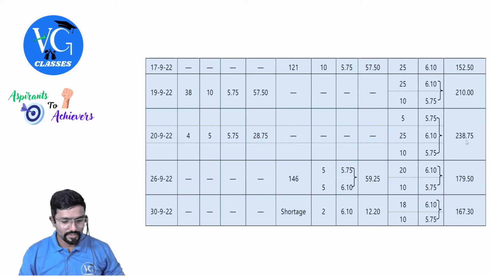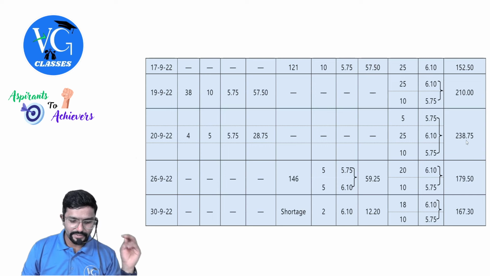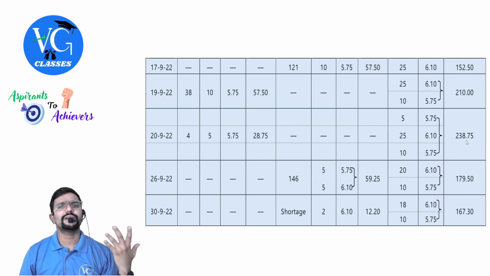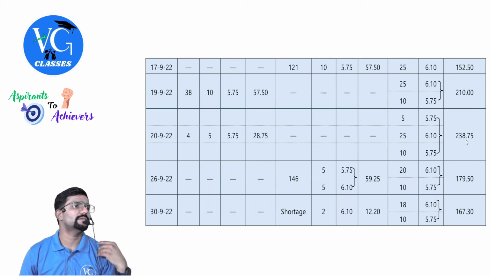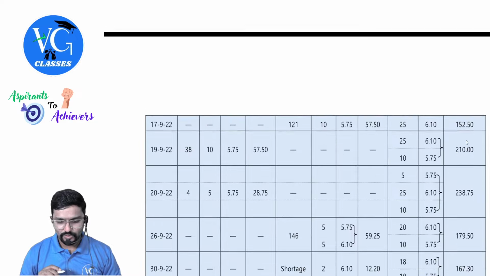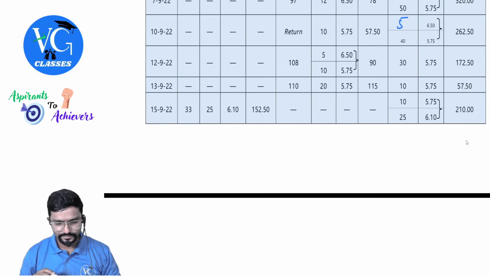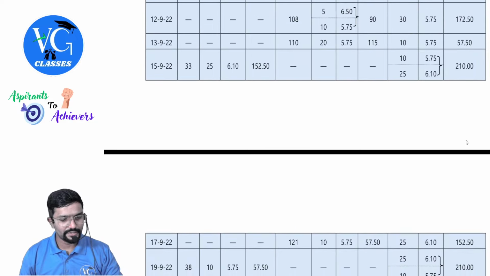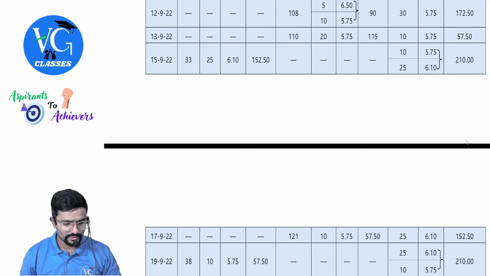Okay. Next, on 20th, what has happened? On 20th, what is the event? Return. Sir, return from where, sir? 5.75. So whatever I had issued here, first I will just show you the question part. I had already explained it, but still.